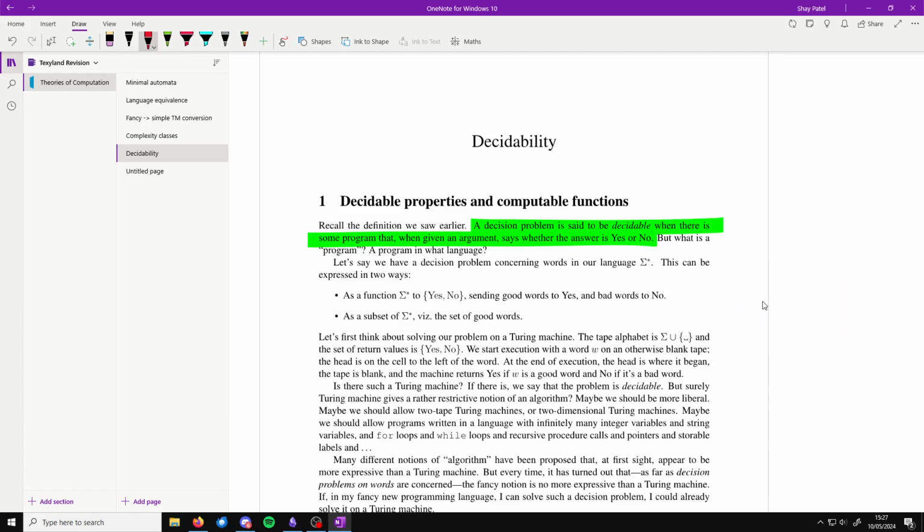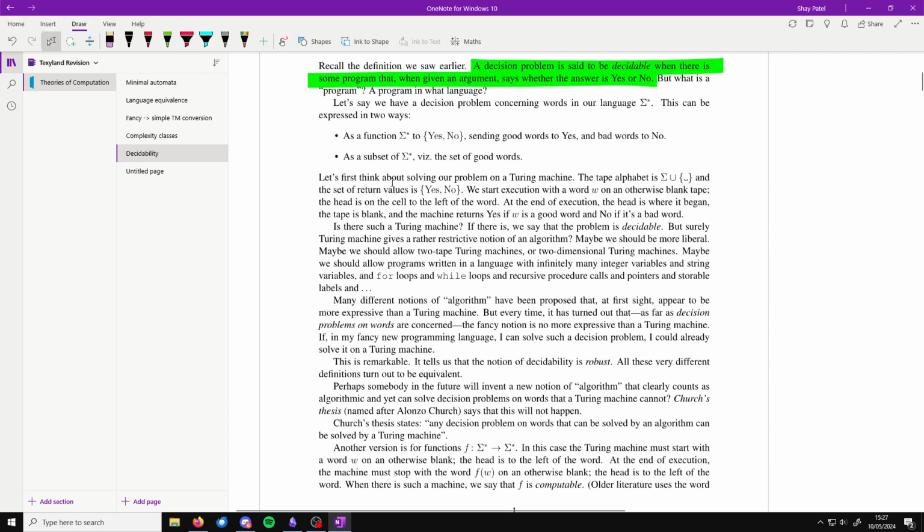And now we want to think about whether that's decidable or not. So let's first think about solving a problem on a Turing machine. The tape alphabet is sigma or space, so we can also just have a blank character. And the set of return values is yes or no. We start execution with a word W on an otherwise blank tape, so we have a bunch of spaces, we have a word, and we have more spaces. And the head is on the cell to the left of the word in this case.